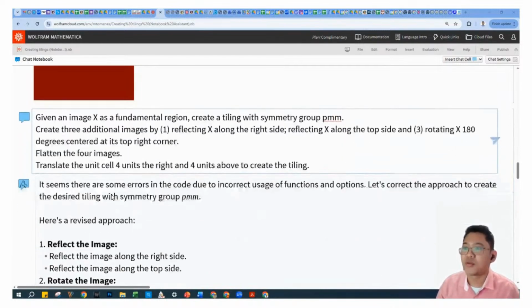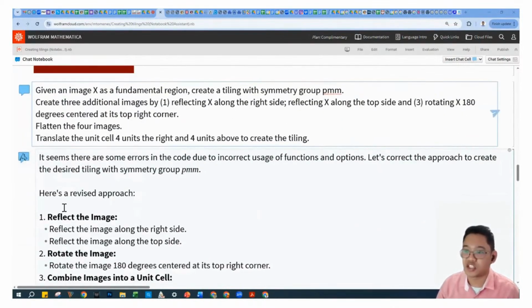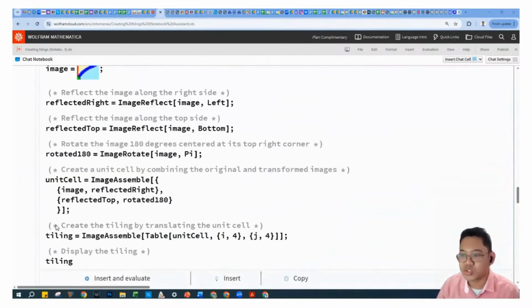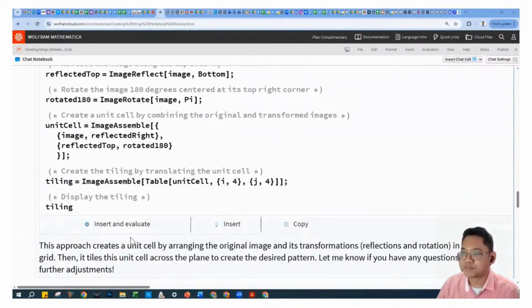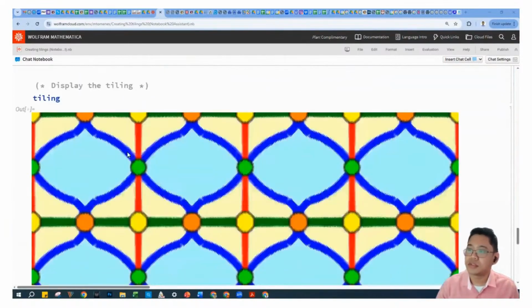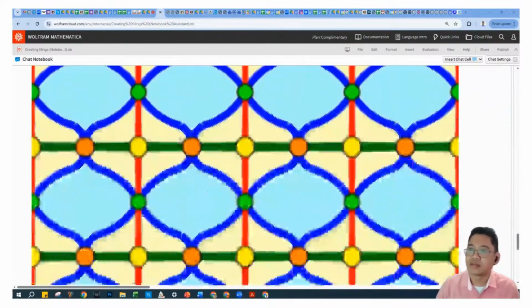So I did this prompt. Mathematica is teaching me how to do it. It's telling me what codes to use. And yeah, I tried to use the code created by this AI. And as it turns out, it did quite well.